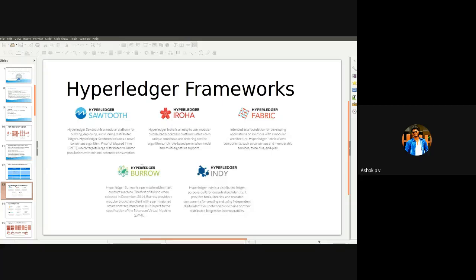Sawtooth is used for deploying and running distributed ledgers. It is used nowadays for education platforms with different kinds of educational videos and e-learning. Then comes Hyperledger Fabric, which allows components such as consensus and membership to be plug and play. When you have a company with members who sell and buy, they use Hyperledger Fabric. Hyperledger Burrow is kind of an Ethereum, and there is Hyperledger Indy. So these are different frameworks. We will mostly focus on Hyperledger Fabric and Hyperledger Composer.